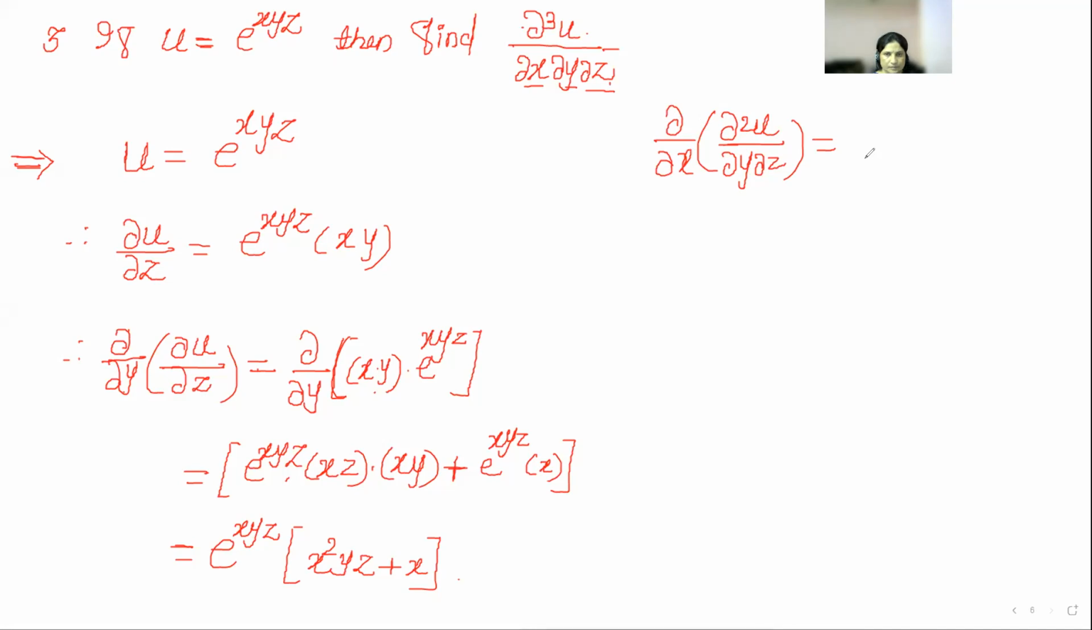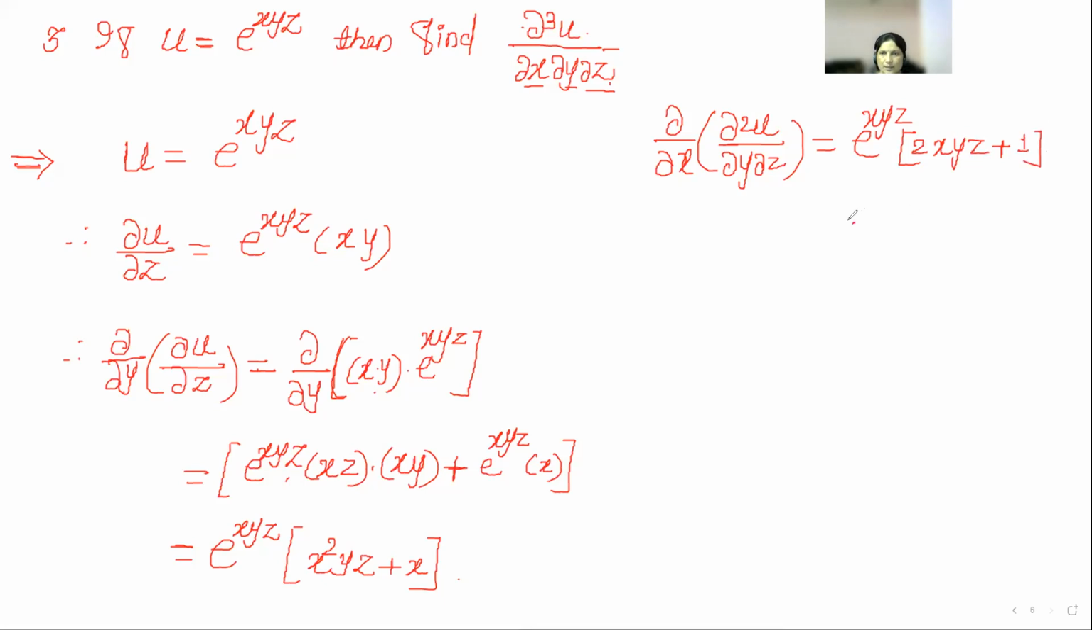e raised to xyz into yz into x square yz plus x. Now first, should I keep e raised to xyz as it is? Yes ma'am. e raised to xyz into the derivative of the bracket with respect to x. So it is 2xyz plus 1.